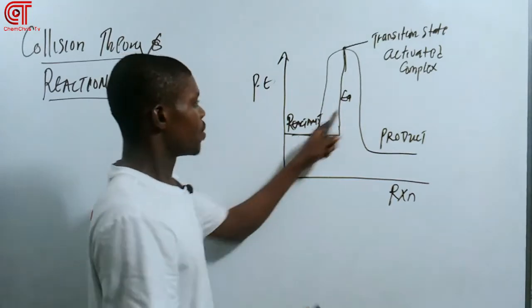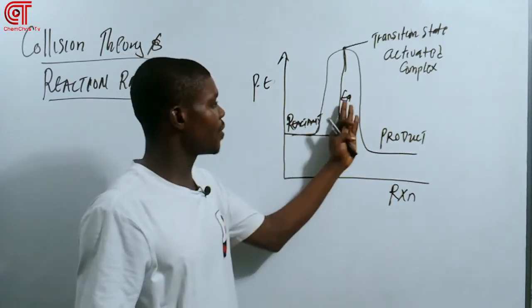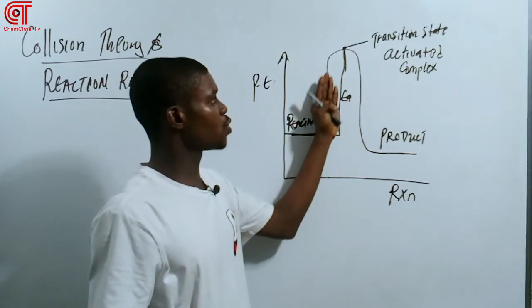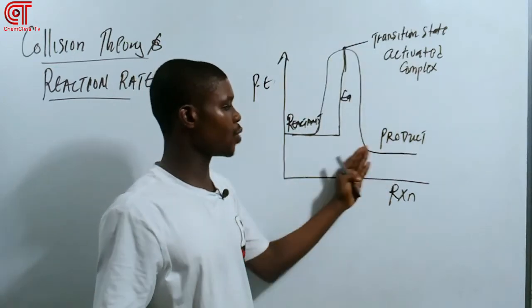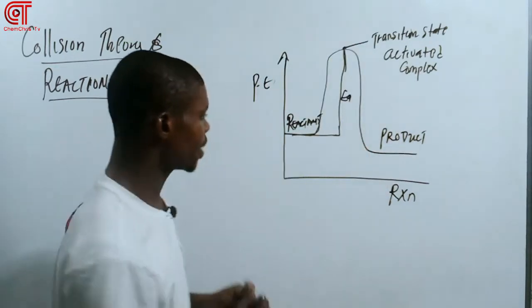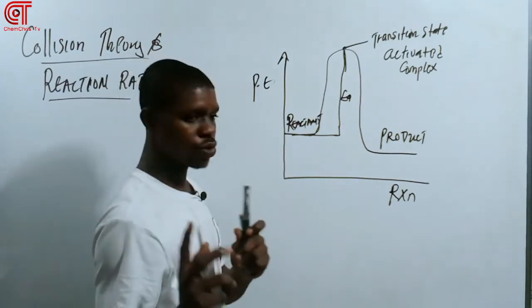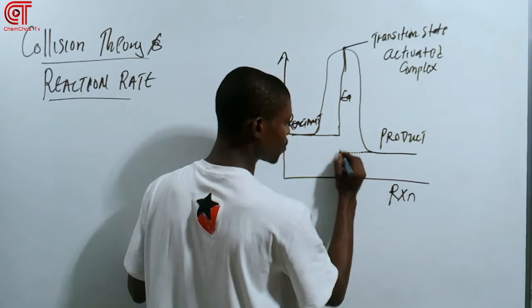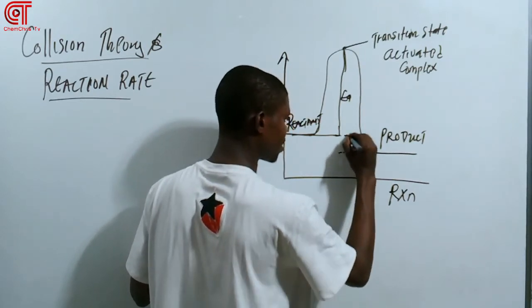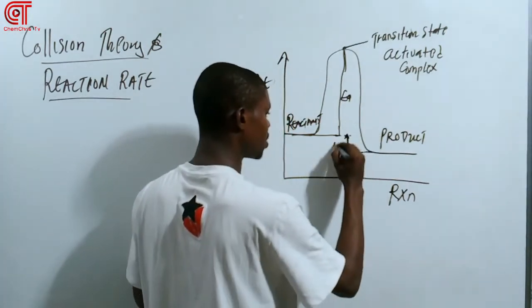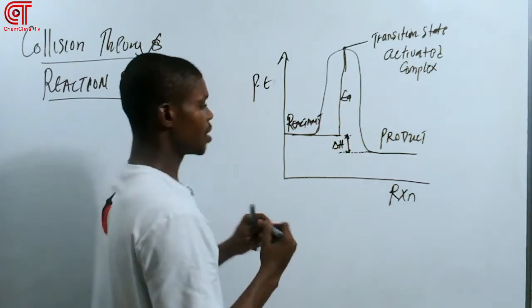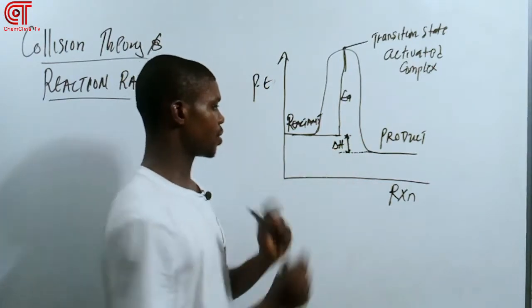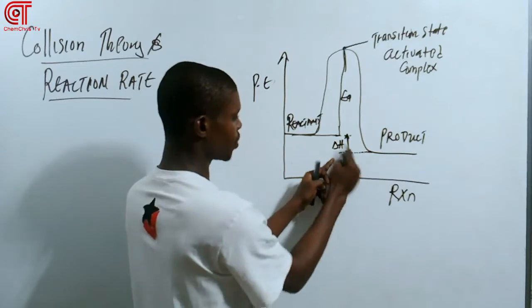So the reactant must possess enough activation energy to pass through the transition state before a product will be formed. Another thing I really want you to understand is that the difference in energy between the product and the reactant is called delta H, the enthalpy.